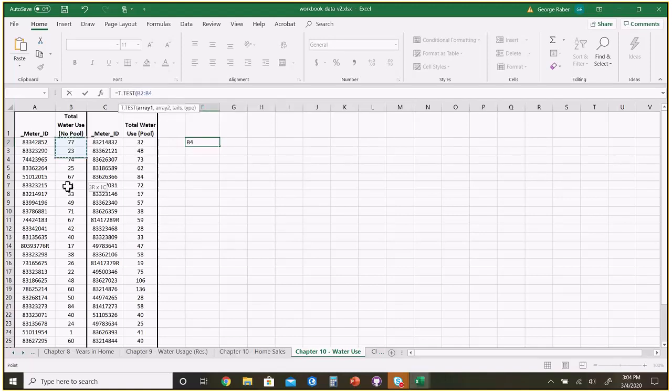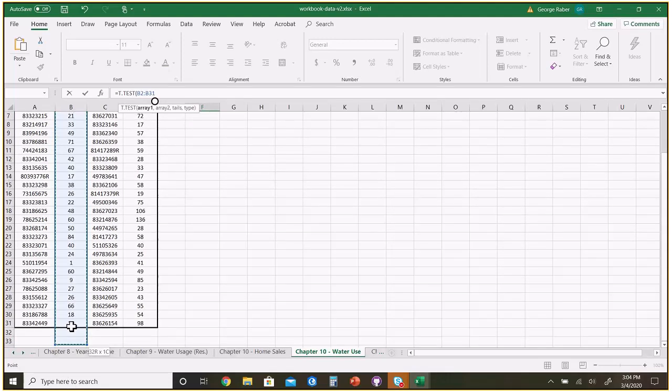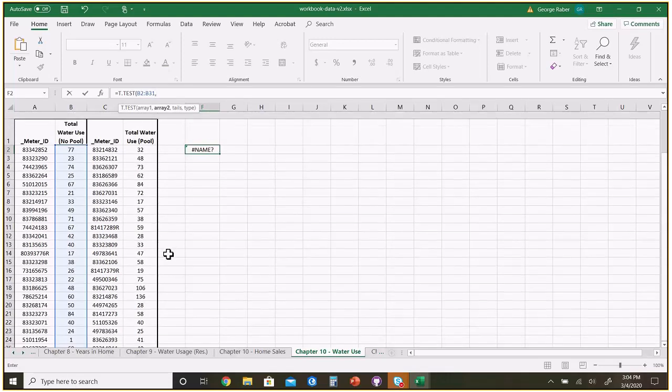t.test, and then you're going to choose your two arrays.